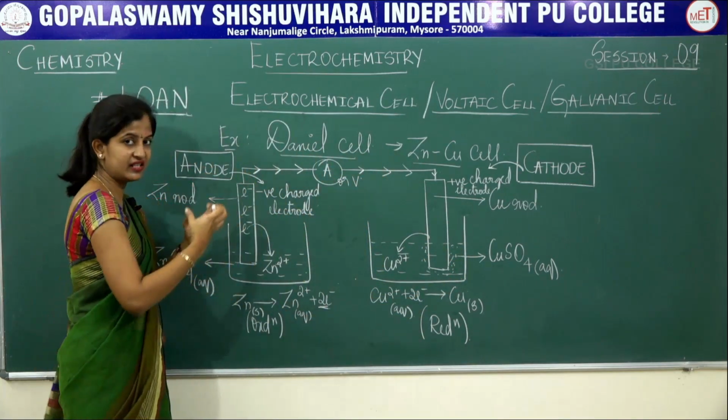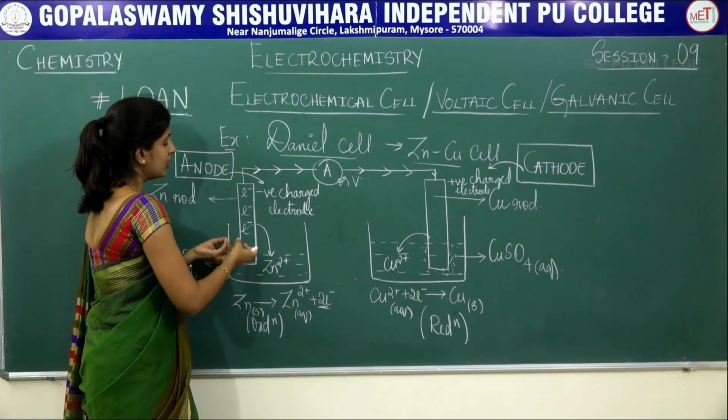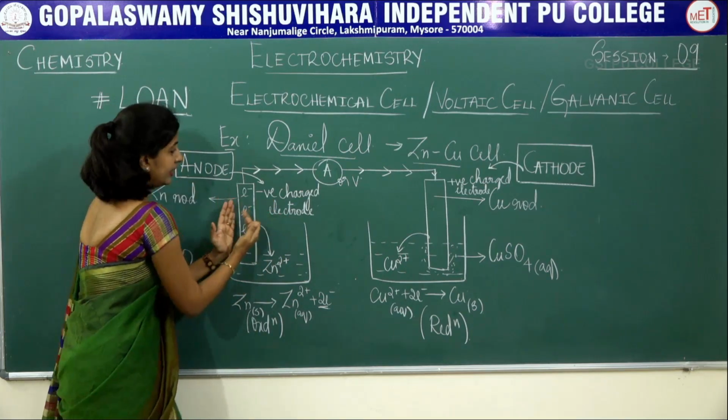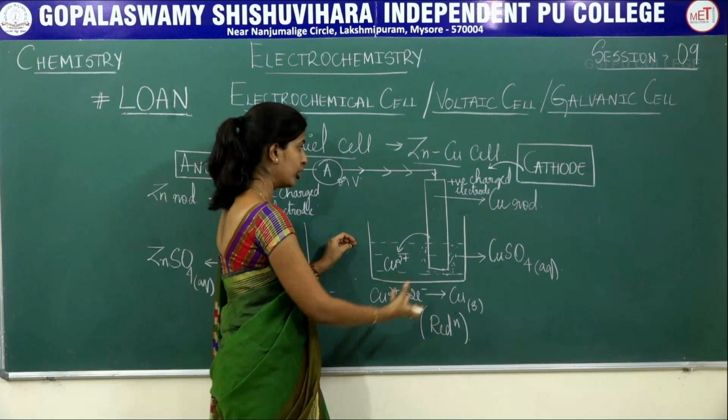The zinc rod gets thinning. The copper rod goes on thickening. That is, since zinc ions are leaving your rod, it goes on thinning. The copper ions go on building up, because copper will be deposited more and more.